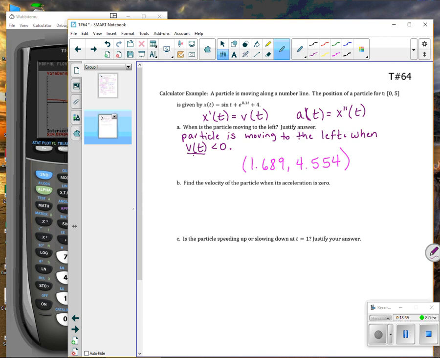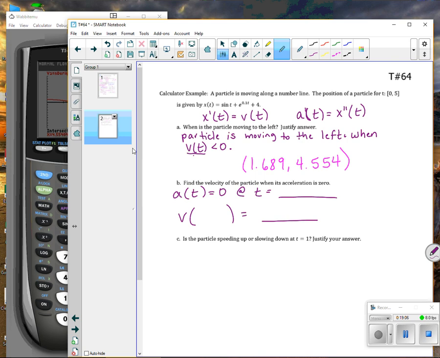Okay, so find the velocity of the particle when the acceleration is 0. So here's what I'm going to figure out. I've got to find the acceleration equals 0 at some t value. I've got to find that. Once I find that, I'm going to plug that into the velocity, and that's going to be my answer. So again, let's see how we're going to do this on the calculator. We're not going to do this by hand. We're going to use the calculator.